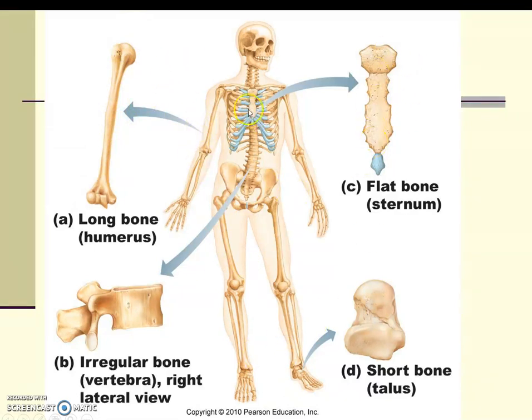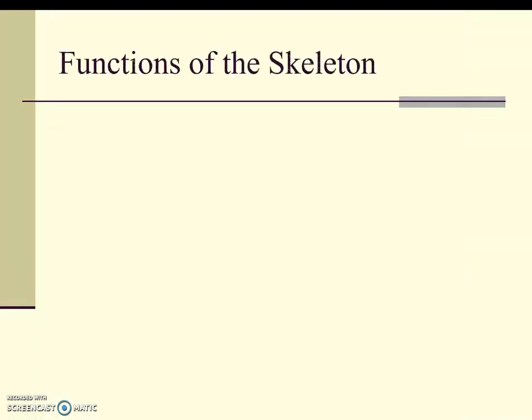And then a flat bone, the sternum is a good example of a flat bone. A vertebra is a good example of an irregular bone because it has an irregular shape. And then the carpals and tarsals are all short bones. So just know some examples of those. It won't be a huge deal on the test. Maybe just a couple questions. And you can always look in your book for more information.